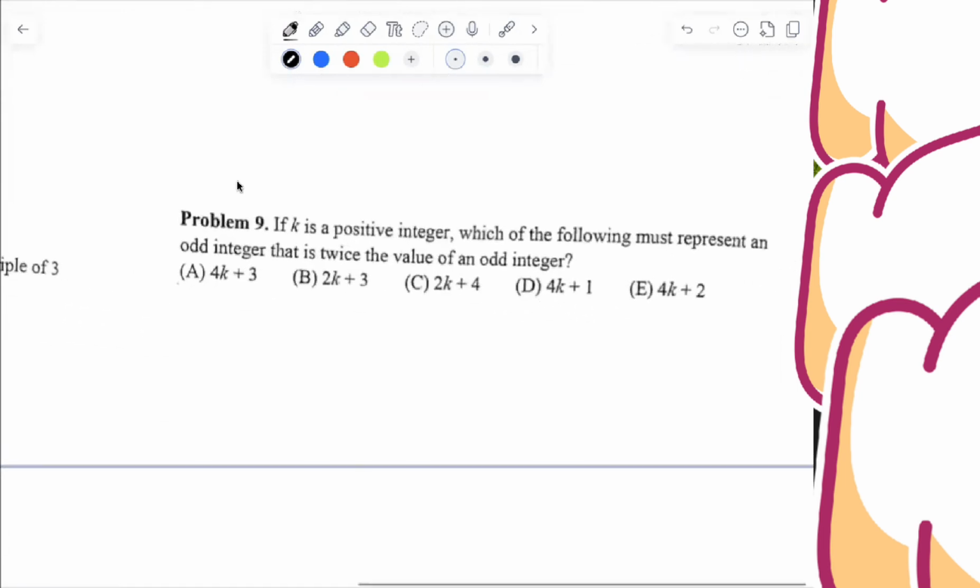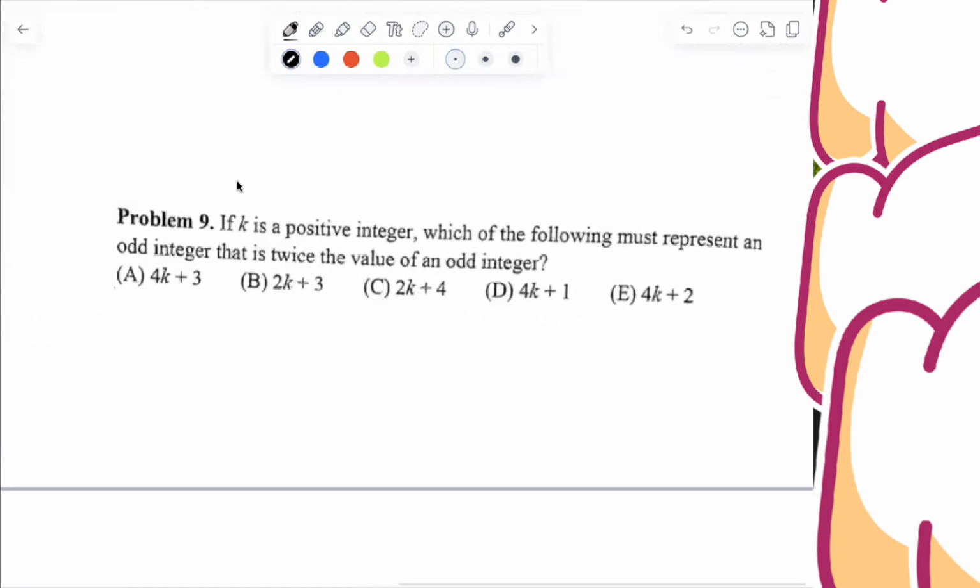Let's move on to problem 9. If k is a positive integer, which of the following must represent an odd integer that is twice the value of an odd integer? Guys, try this question and tell me your answers in chat.